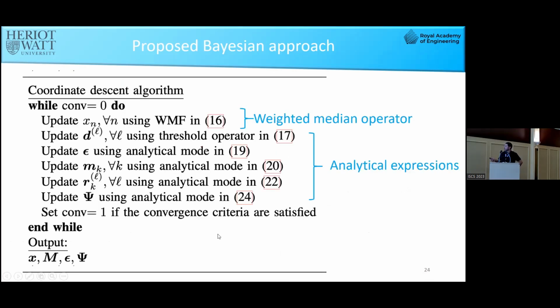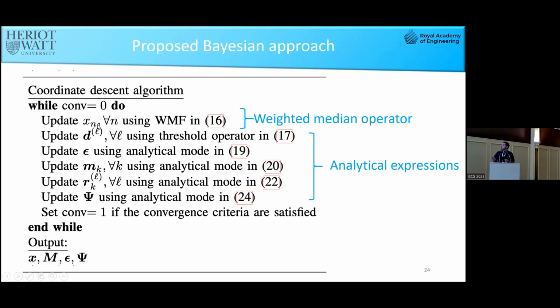Okay, so now we have the likelihood, we have the prior, we can combine them into a posterior distribution, and then we want to maximize this posterior. So what we did is a coordinate descent algorithm which updates each parameter while fixing all remaining parameters. And we keep doing this iteratively.